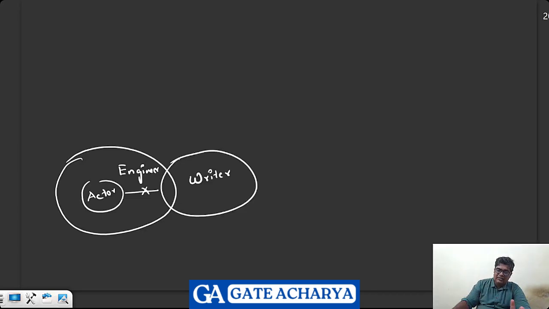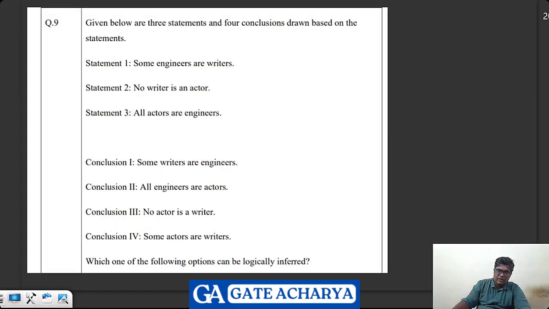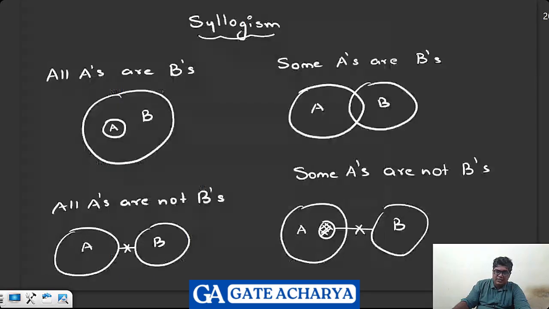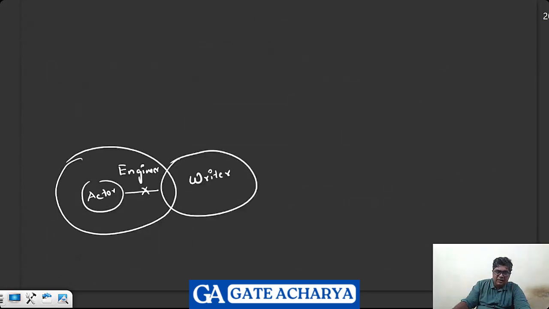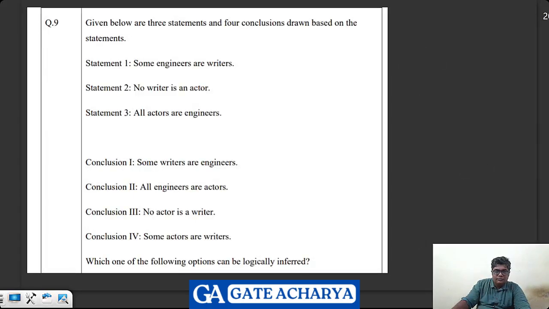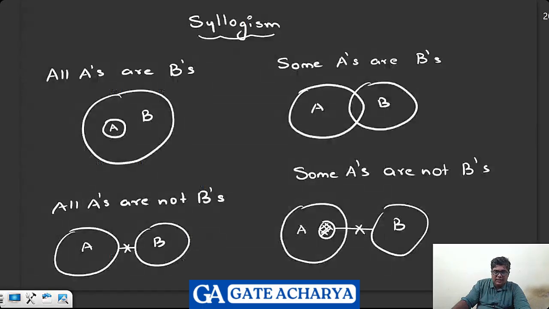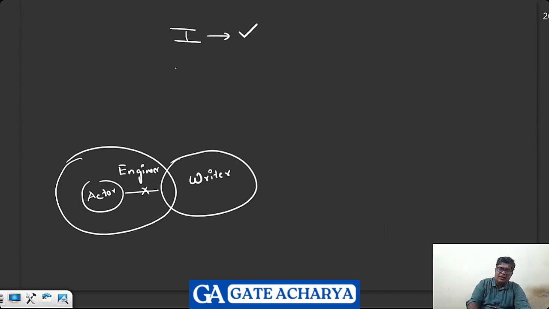Now from this, let's understand each and every conclusion. Okay, first conclusion. Some writers are engineers. Let's see. Some writers are engineers. Yeah. So conclusion 1 has to be accepted. You can see now some writers and engineers are having a relationship. Okay. All engineers are actors. Let's see that. All engineers are actors. I cannot say. So I have to reject that statement.